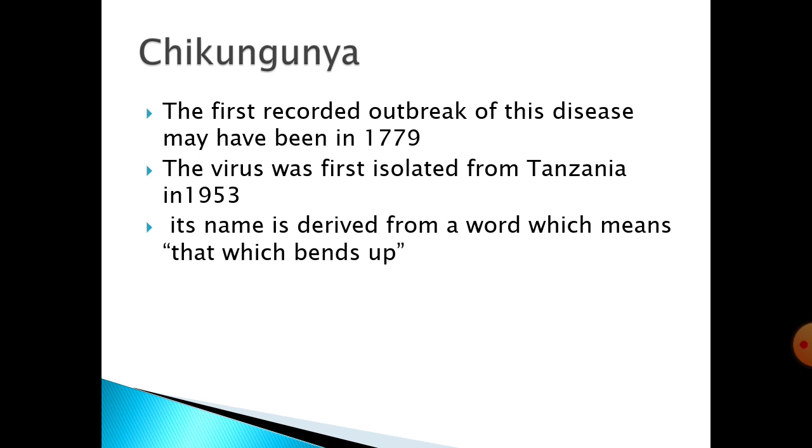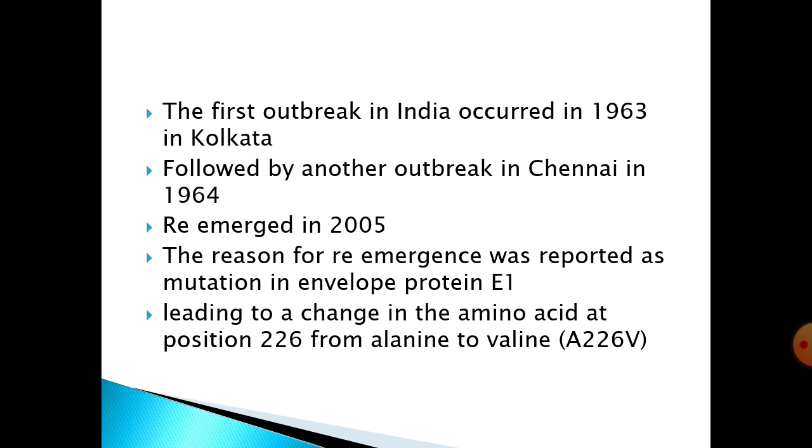Next, chikungunya. The first recorded outbreak of this disease may have been in 1779. The virus was first isolated from Tanzania in 1953. Its name is derived from a word which means that which bends up. The first outbreak in India occurred in 1963 in Kolkata, followed by another outbreak in Chennai in 1964. It re-emerged in 2005. The reason for re-emergence was reported as a mutation in envelope protein E1, leading to a change in the amino acid at position 226 from alanine to valine.